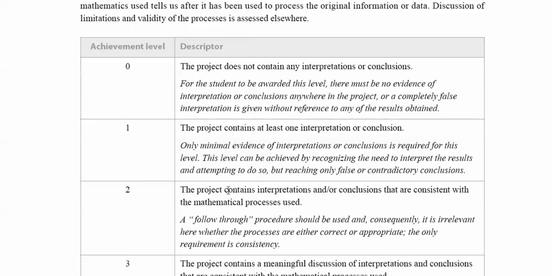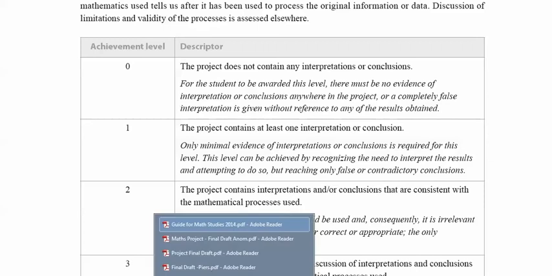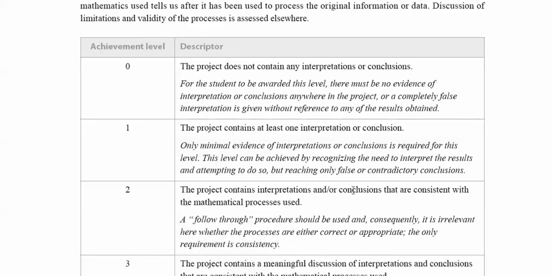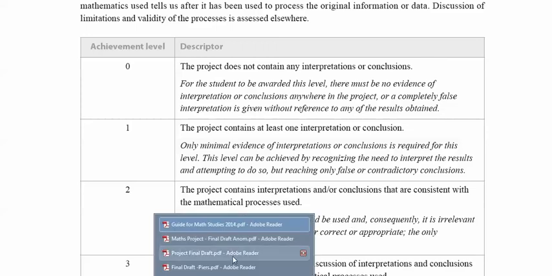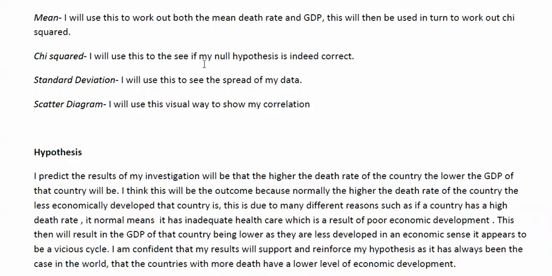Criteria 2 is the most common thing that most people get: the project contains interpretations and conclusions that are consistent with the mathematical processes used. For example, the student on this particular project got a Pearson's product correlation coefficient of 0.5 and he made a relevant analysis of that. But I'll give you an example of a not so good one.